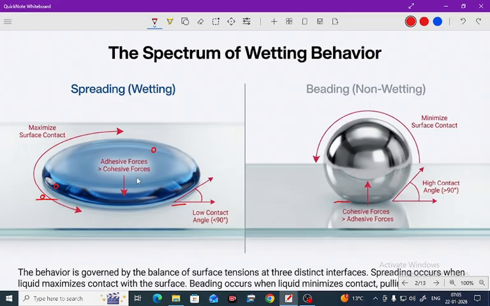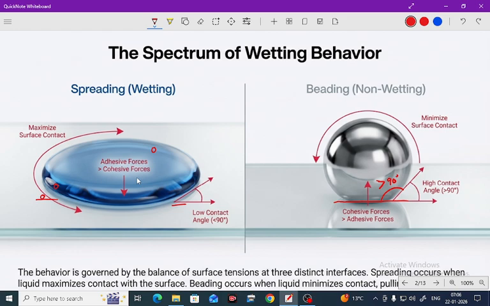This is the surface area, and this is the other. So you can see that this angle is greater than 90 degrees. And here you see this angle is less than 90 degrees. This angle is greater than 90 degrees. Therefore, if the angle of contact is greater than 90 degrees, in that case cohesive forces are greater than adhesive forces.